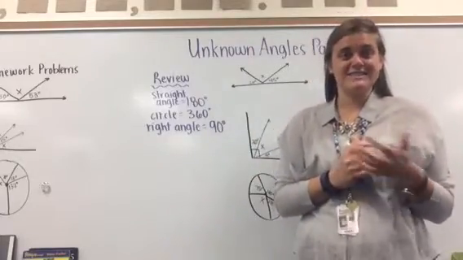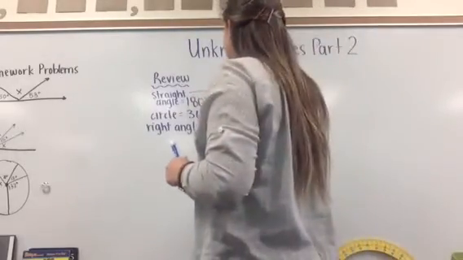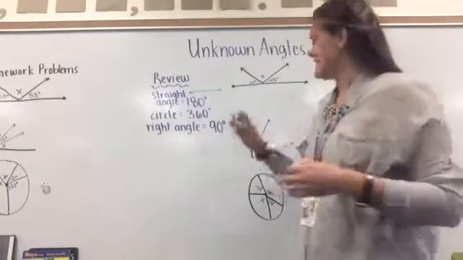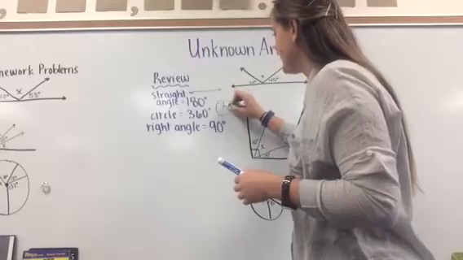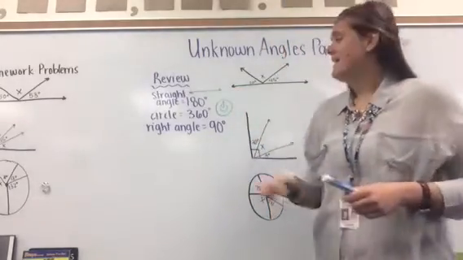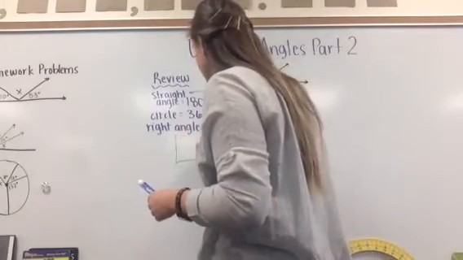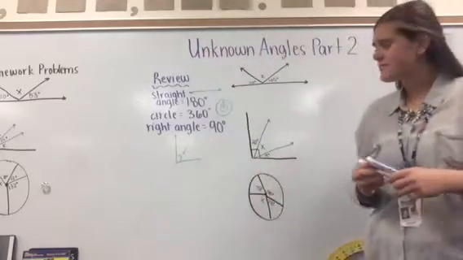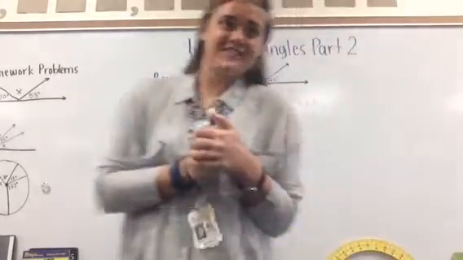Let's review really quick. A straight angle is 180 degrees. Remember, a straight angle looks like this. Then we have a circle that's 360 degrees if you go all the way around the circle. So if I have a ray here and I go all the way around, that's 360 degrees. And then we have a right angle, which is 90 degrees. And we always know when there's a right angle because it gives us that little clue with the little square in the corner.